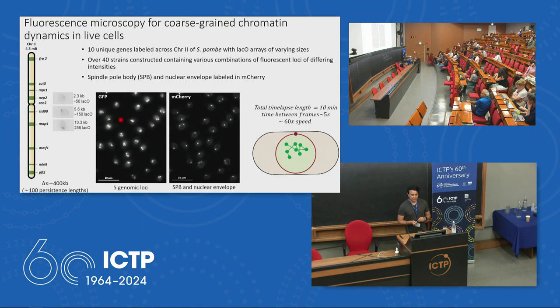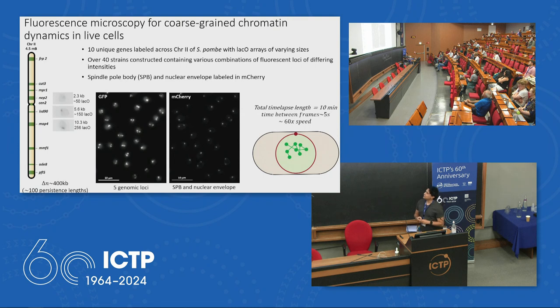And that's what you're seeing here in this video. So what you should see is five genomic loci wiggling around in there, right? That is the short arm of chromosome 2 outlined. And depending on how good your eyes are, you might be able to find a couple of cells where you can see all five spots jiggling back and forth.